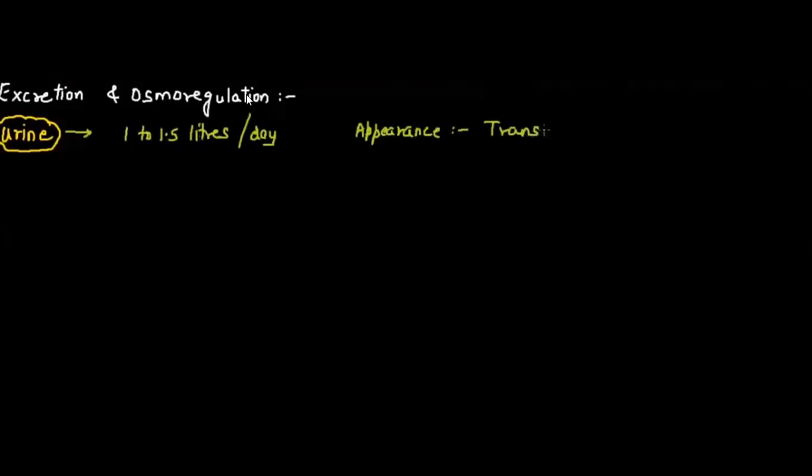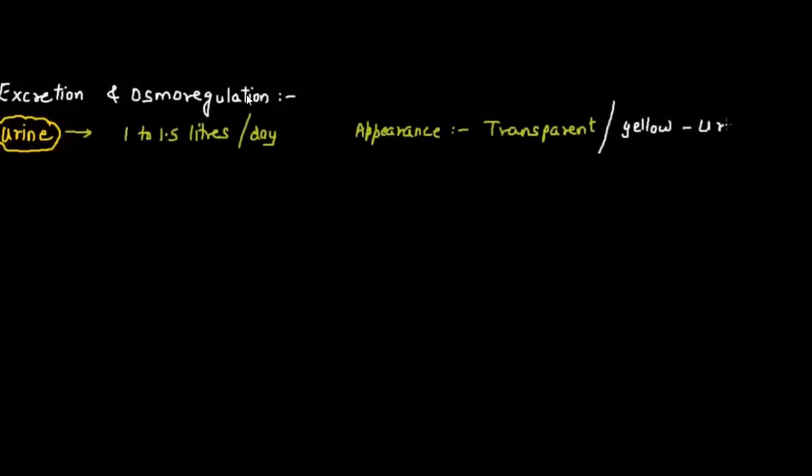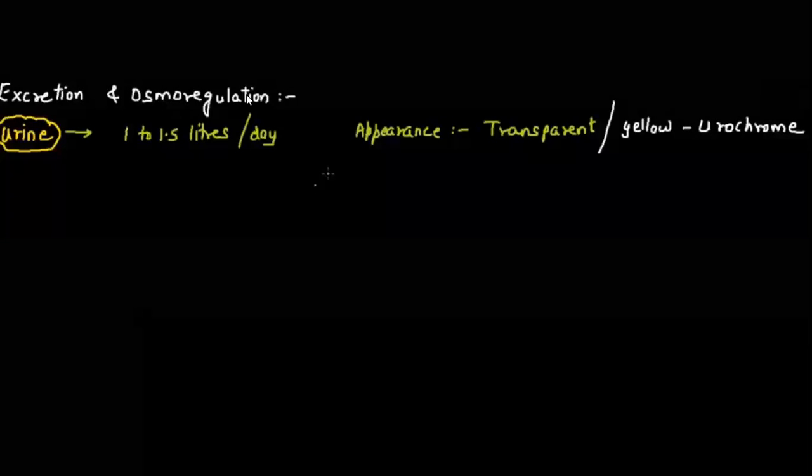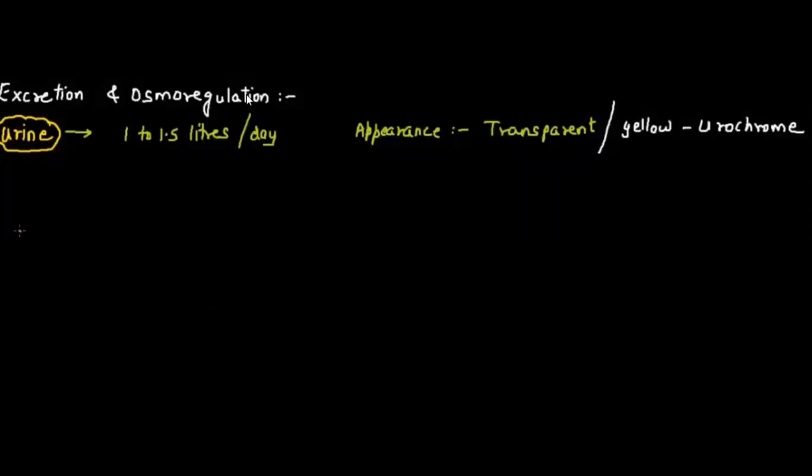When I talk about the appearance of urine, it is mostly transparent. Sometimes it is yellowish in color, and if it is yellow, it is due to the presence of urochrome, a pigment that results in the change in the coloration of the urine. So urine is 1 to 1.5 liters, transparent, and sometimes yellow due to urochrome. The urine has different composition. We understand that there are three steps involved in the formation of urine: ultrafiltration, selective reabsorption, and tubular secretion. And after these three steps, the urine will be formed.